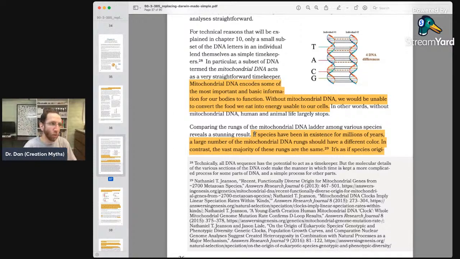Now, he says something interesting here. It says it encodes some of the most important and basic information for our bodies to function. Without mitochondrial DNA, we would be unable to convert the food we eat into energy usable for our cells. So we need mitochondrial DNA. It has some really important stuff. Now, here's the thing. When he does his math, he takes a one-generation rate of mutations. He looks at parents and offspring.